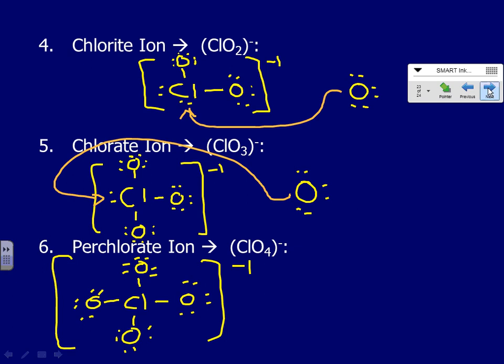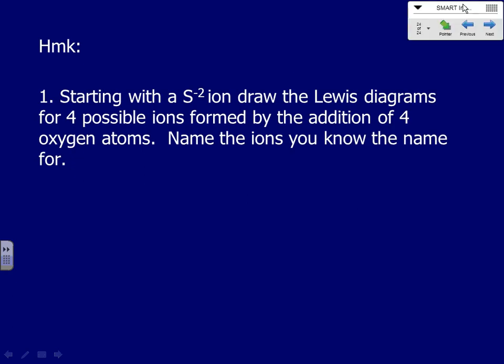I do have one little homework problem that goes with this. That's what I want you to do for homework. Starting with sulfide, draw the Lewis diagrams by adding successive oxygens. All right? And then when you do that, name those ions that you get. Now, some of them you're not going to be able to name because we don't have a name for just SO. All right? Actually, we do. I don't even know what it is. I wonder what it is. I'll have to look it up. So you won't have a name for just SO, but you can name the rest.